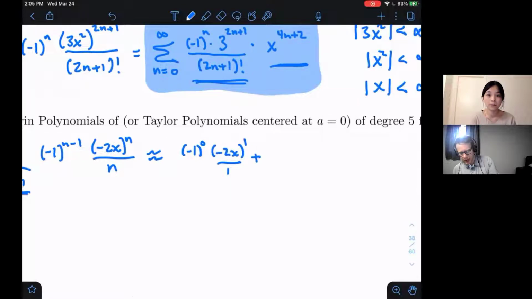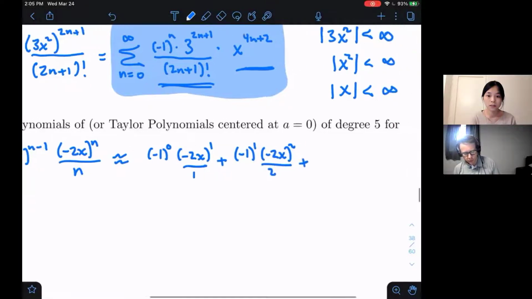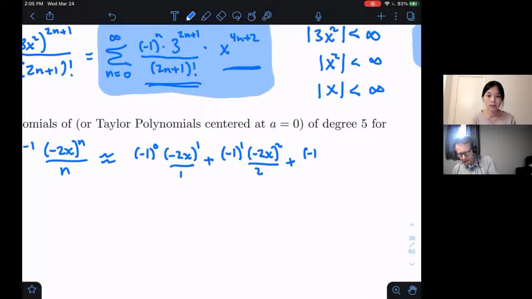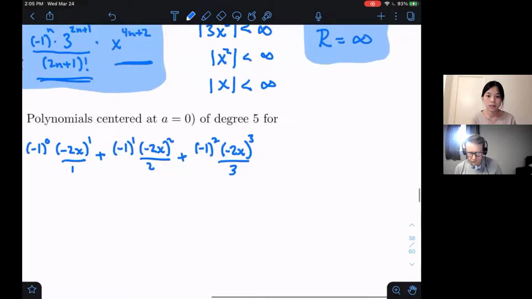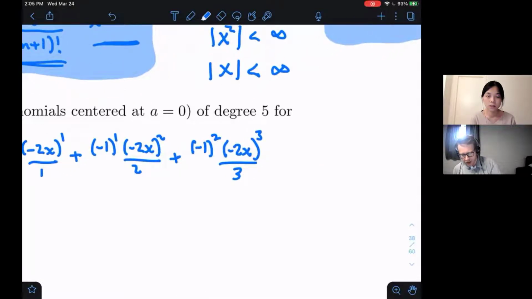Next up, if I plug in n equals 2, we have negative 1 to the first power, negative 2x squared divided by 2. Next up, I have negative 1. Again, we need to reduce this by 1, so it goes 2 there. And then negative 2x being cubed. And we have a few more of these to go. Remember, we can see that this is going to be x cubed right here, an x being cubed, and we want to go up to degree 5.